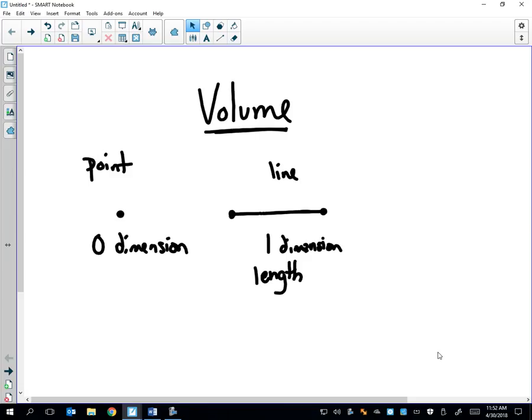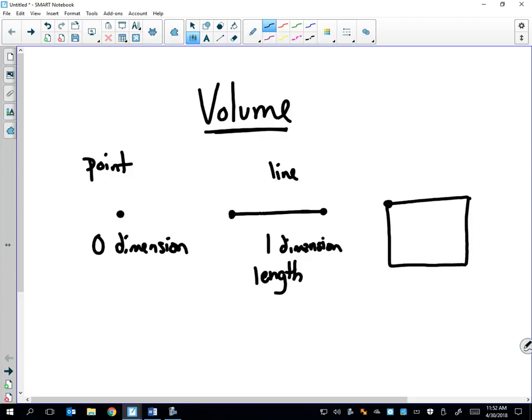If I take the line and I drag it into another dimension, I'm going to drag it down. If I pull this down, I then generate a new dimension, and I'm going to call it a square, and it's an area. This is two dimensions. Has length and width now.